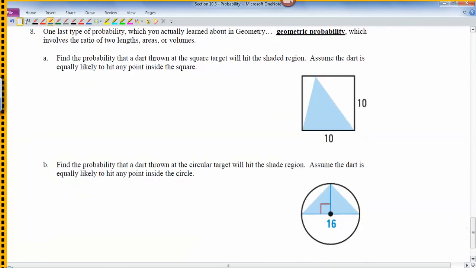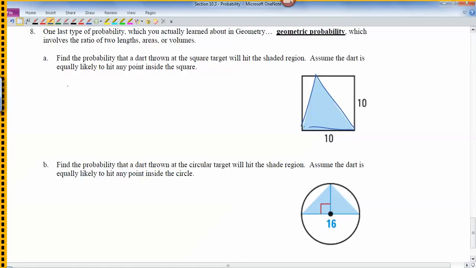So the way that this one works, well, let's say you've got a dart, and there are always dart problems. I don't know why, but you got a dart, you throw it at the square, and for some reason you're equally likely to hit any part of the square on the inside. You're not aiming, but you're just getting it in the square every time. So what's the probability that it's going to hit the triangle, right, the shaded region?